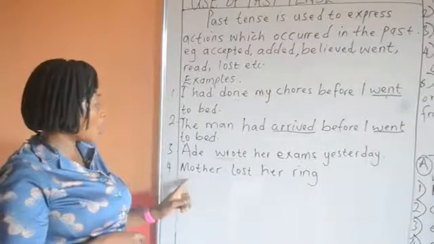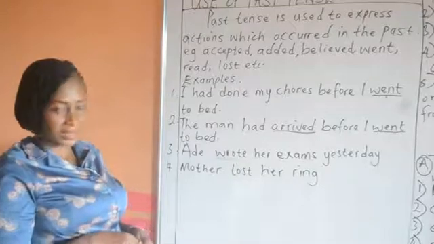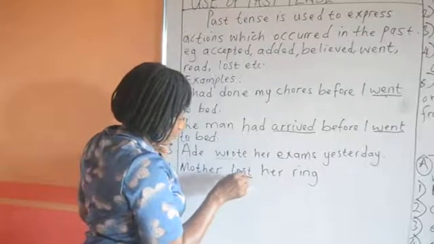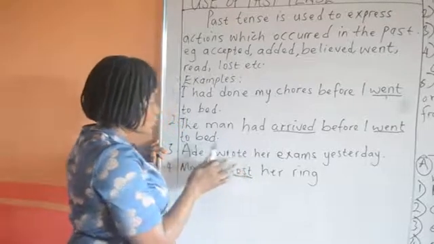Number 4, mother lost her ring. The word lost means to misplace or to lose something.